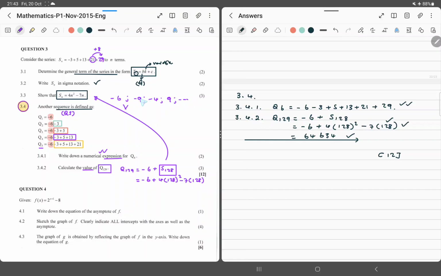Let's see, what are the first differences? 9 minus minus 6 is basically 9 plus 6, which is 15. Okay, and then this continues. Between these two, minus 4 minus minus 9 is going to be 9 minus 4, which is 5. And then here, 9 minus minus 4, that's going to be 13. And we can see here, this is 8, this is 8. So we can see that the second differences are constant. Can you see? So this is basically a quadratic sequence.